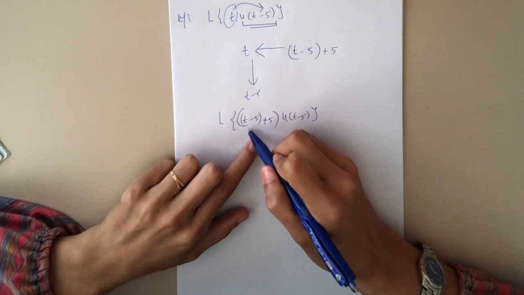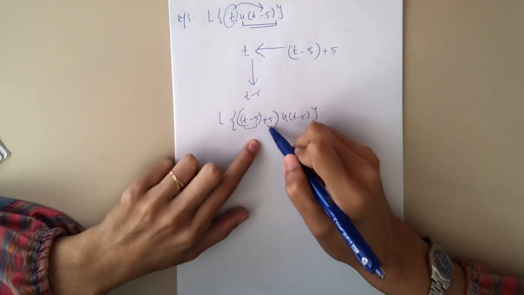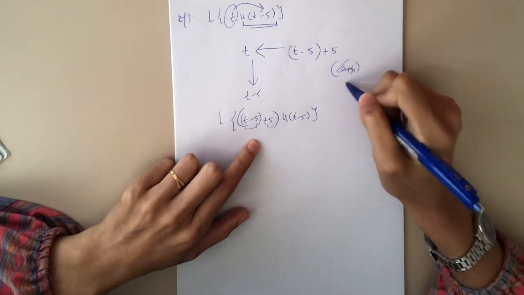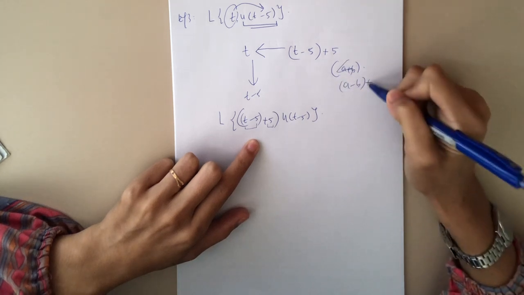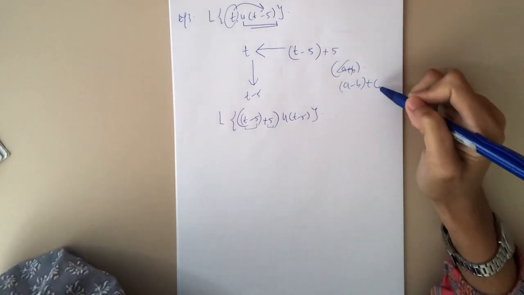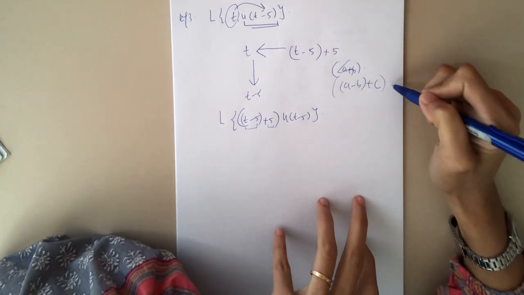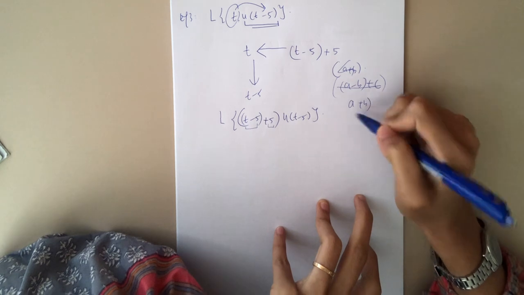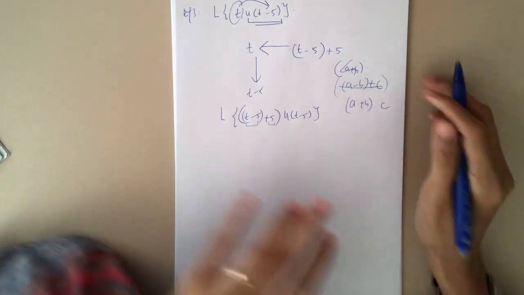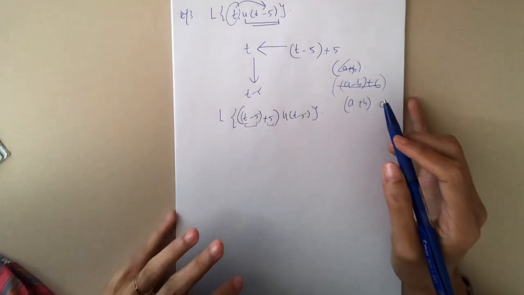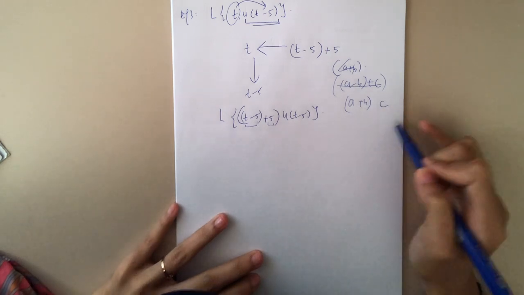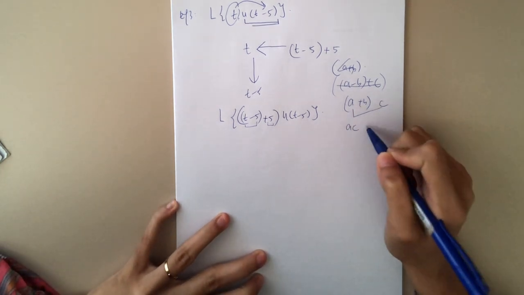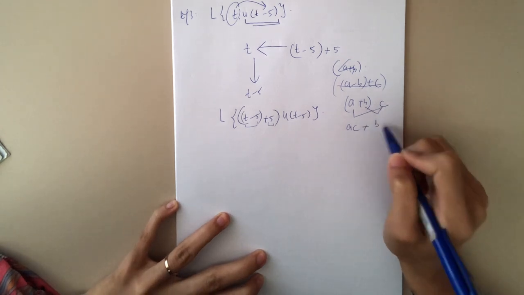Okay, we have this one. If you still remember how to solve this one: a plus b times c. How can we expand this one? We will do like this, right? A times c plus b times c, is it?